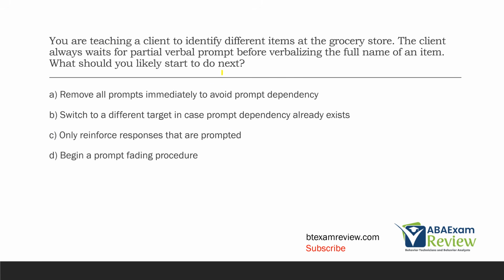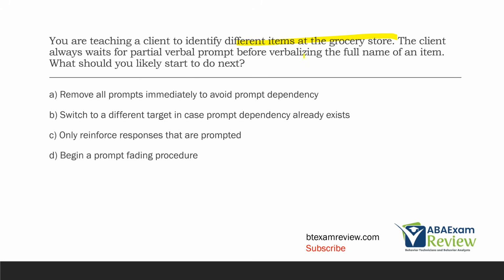You're teaching a client to identify different items at the grocery store. The client always waits for a partial verbal prompt before verbalizing the full name of an item. What should you likely start to do next? So prompting, we're always trying to think about how we can get rid of the prompt. Prompting becomes a temporary SD in place of our actual SD. In this case, if we want a client to identify items at a grocery store, we want the client to be able to look at an item and say what it is, whether that be because we want them to buy from a list, they're shopping on their own, whatever the reason may be.